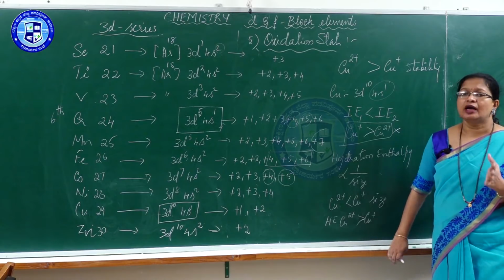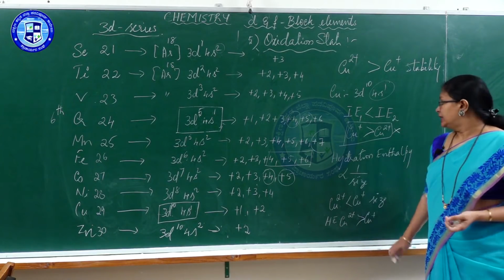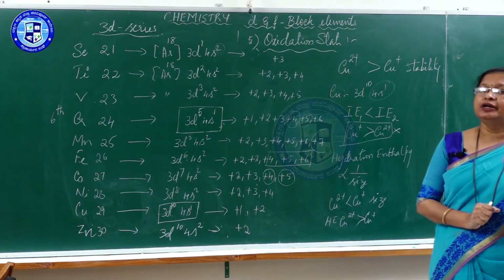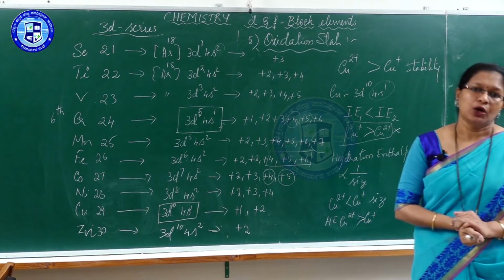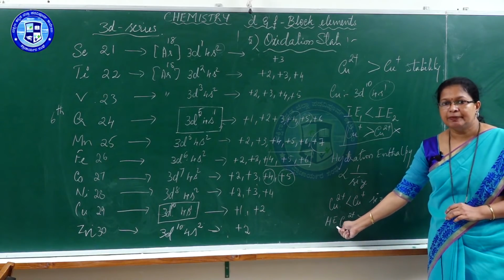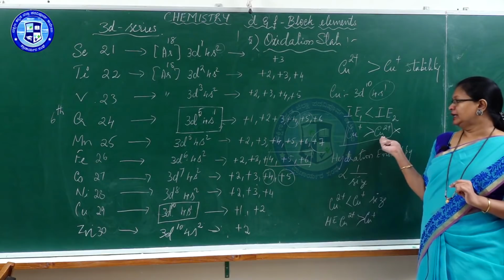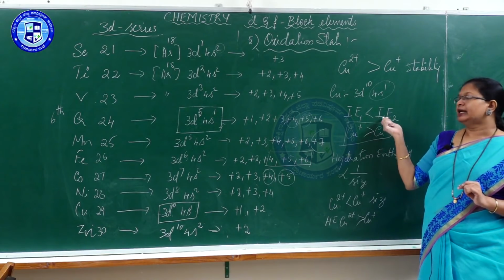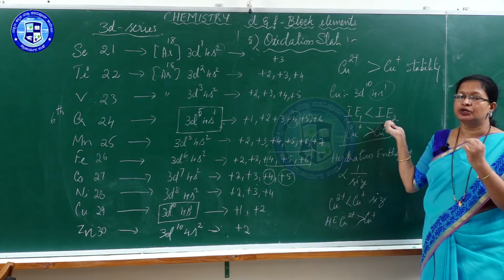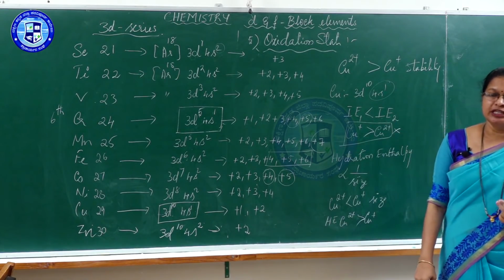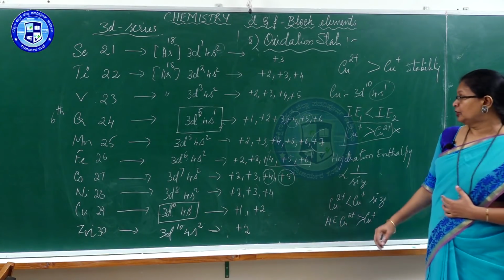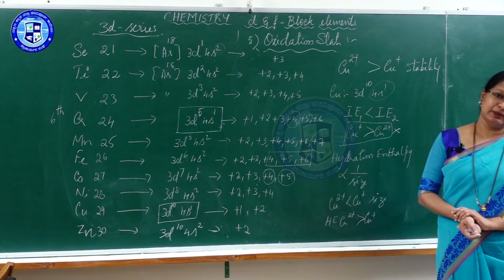Now hydration enthalpy is so high that it can overcome the second ionization potential, which is required to lose 2 electrons by copper. Cupric ion's hydration enthalpy is so high that it can overcome the high second ionization potential in order to lose 2 electrons and form a cupric ion. That is why cupric ion is easily formed rather than cuprous ion. That is why cupric ion is stabler than cuprous ion.